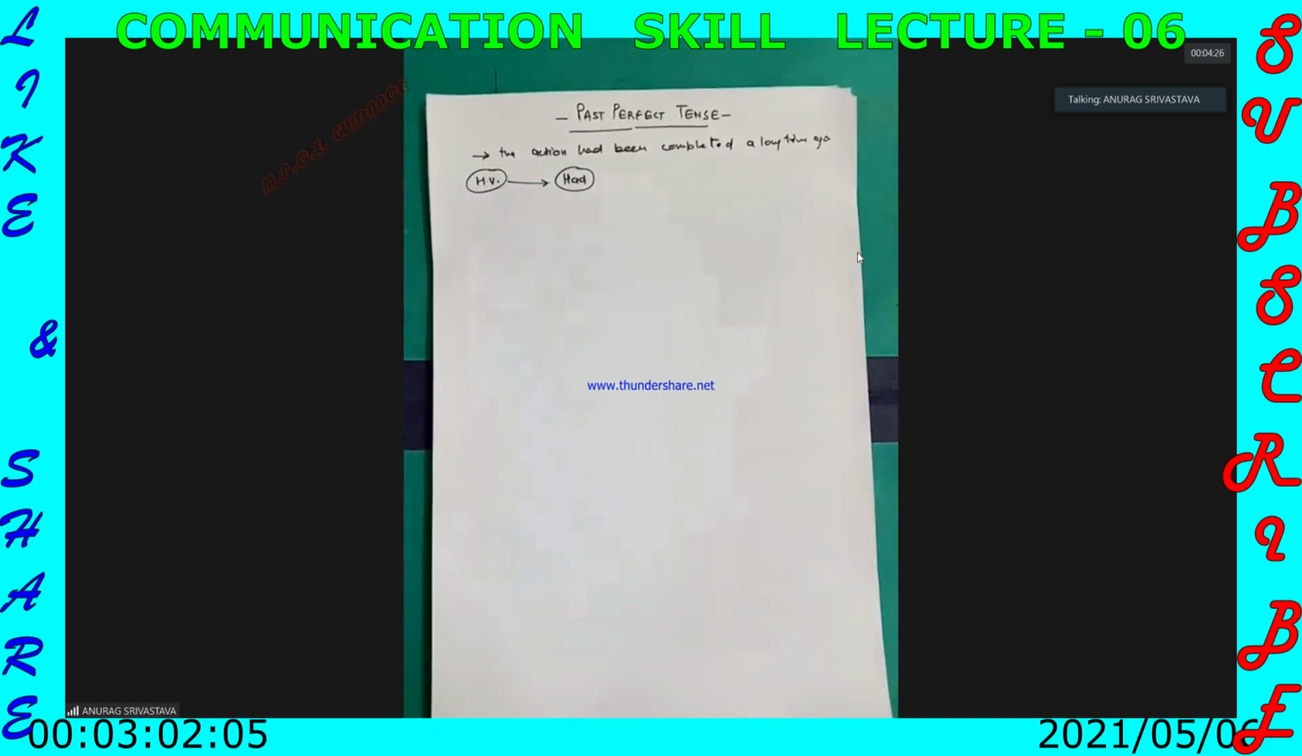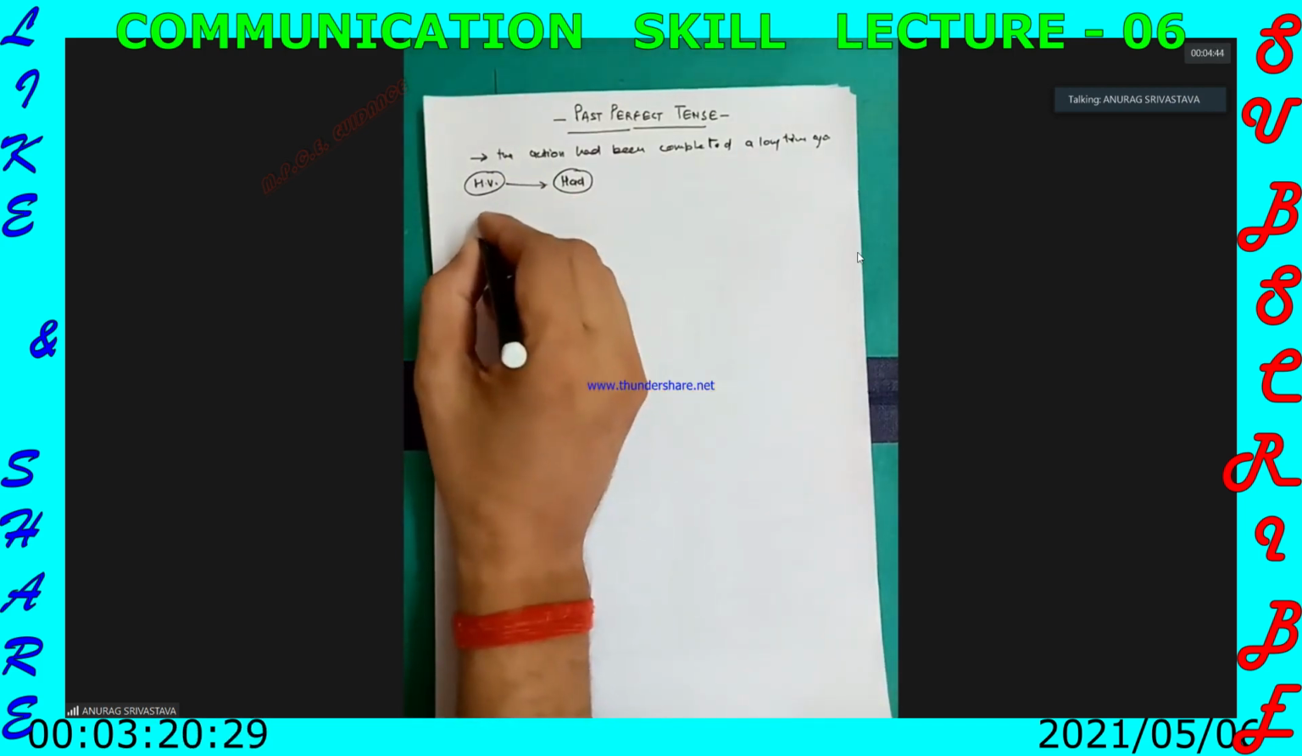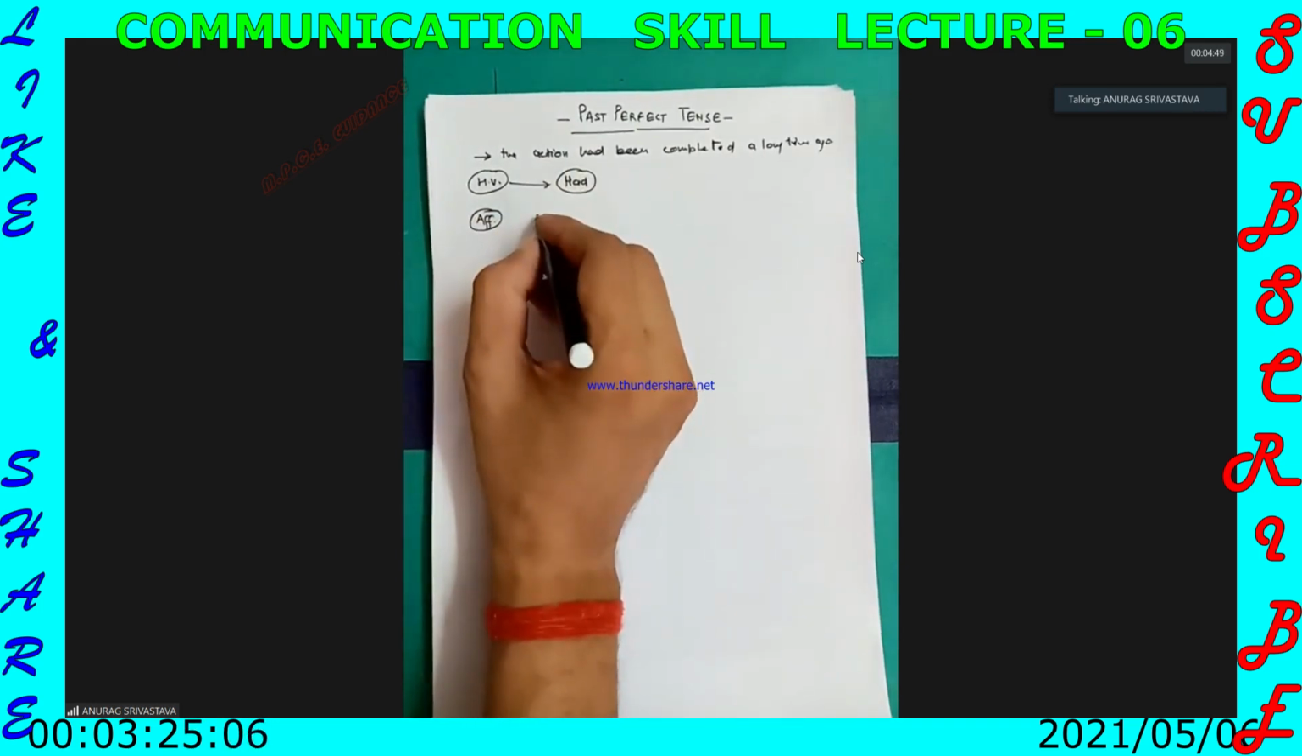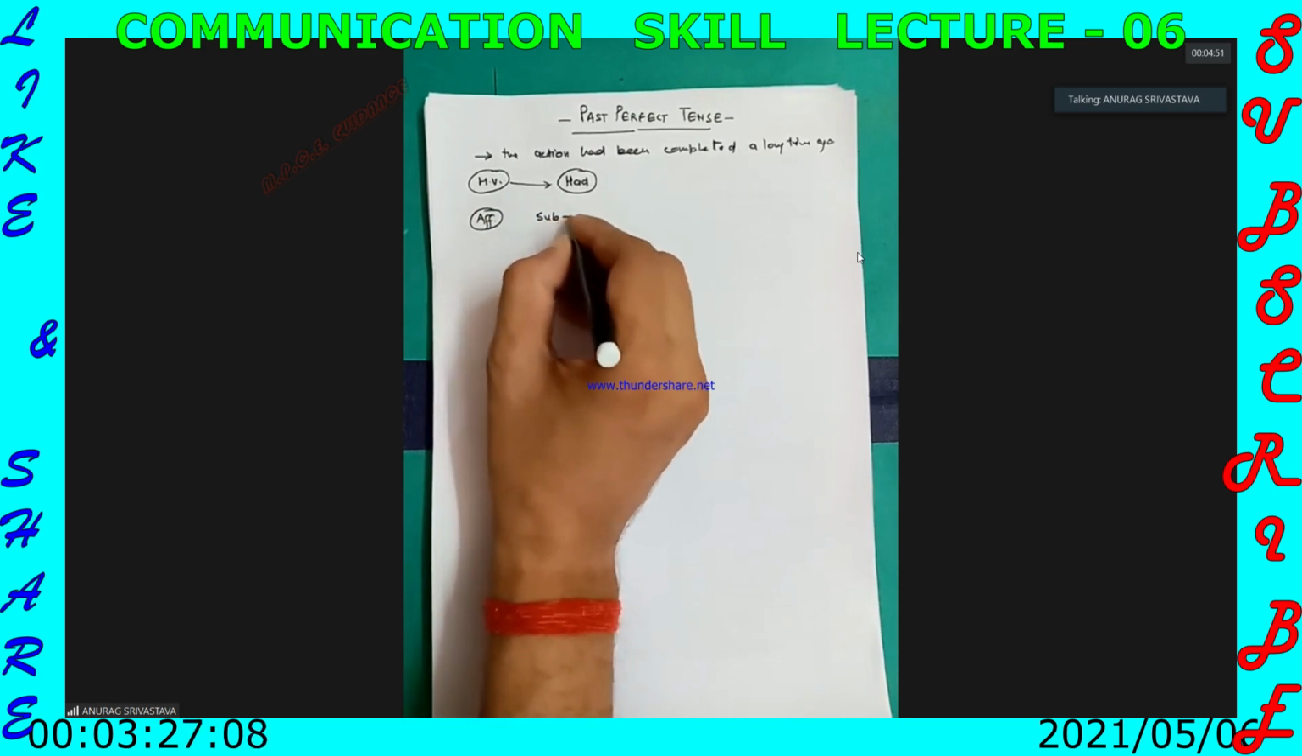In the same way as we were using has and have as helping verbs in present perfect tense, we will use had as the helping verb in past perfect tense. Here is only a single helping verb for all types of subject, either singular or plural. Clear?